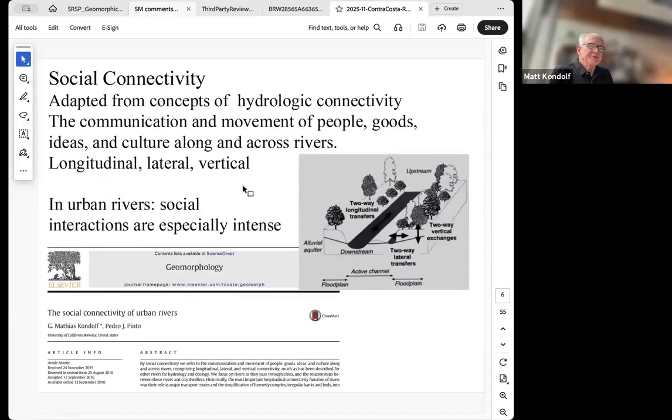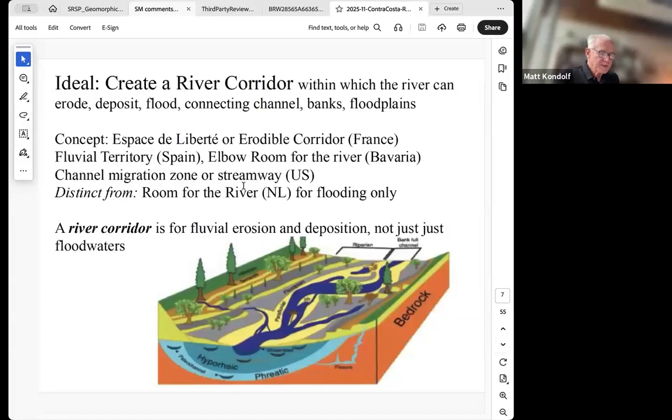And then we can adapt this framework of connectivity from environmental science to this idea of social connectivity, which is the movement and communication of people and goods and ideas and culture along and across rivers. And again, the same dimensions that we apply in hydrology and ecology, we can apply from a social point of view, looking at rivers and their social connectivity. And these social interactions are especially intense in urban areas where you have a concentration of people right along the rivers.